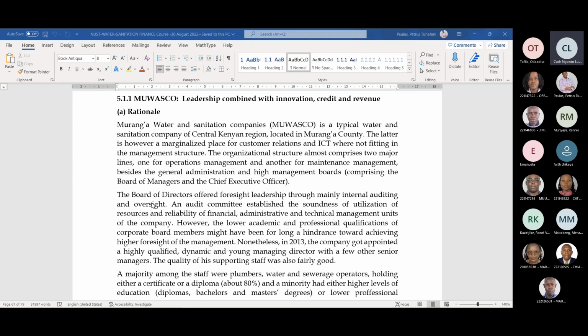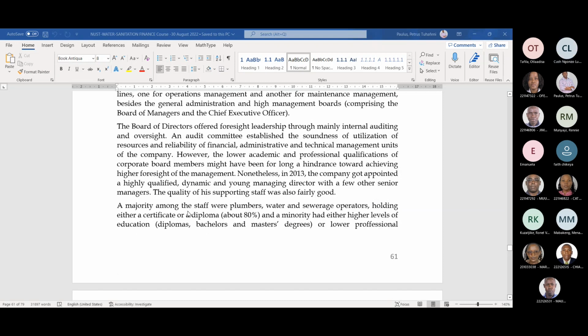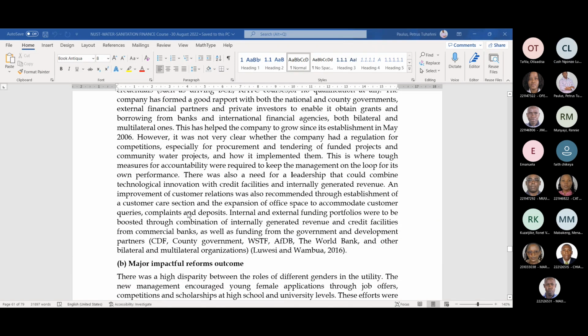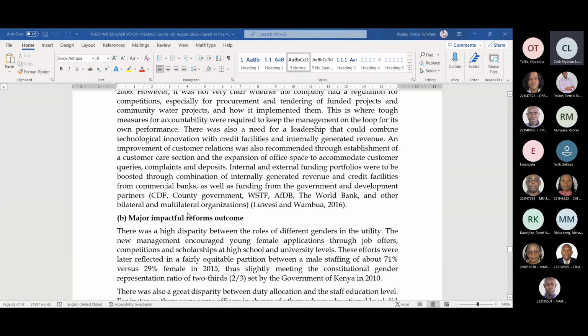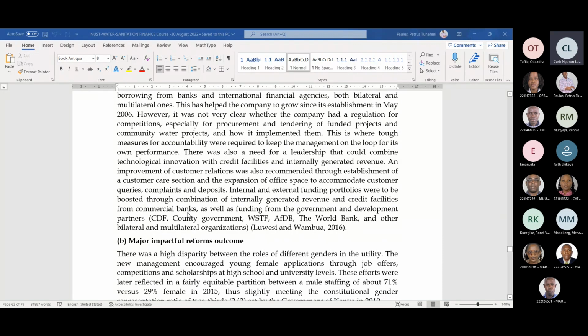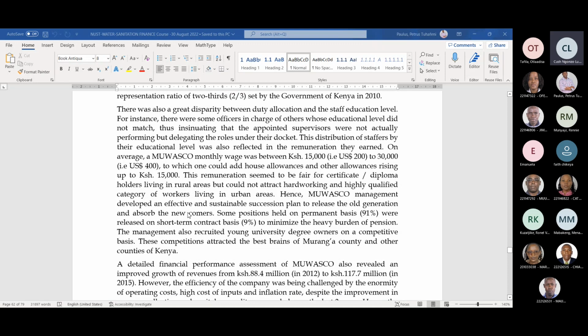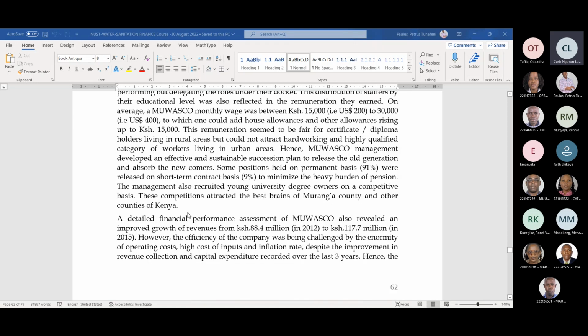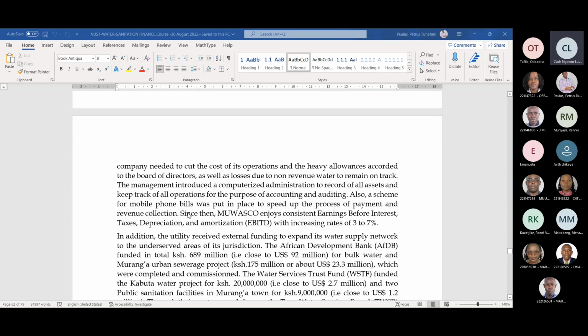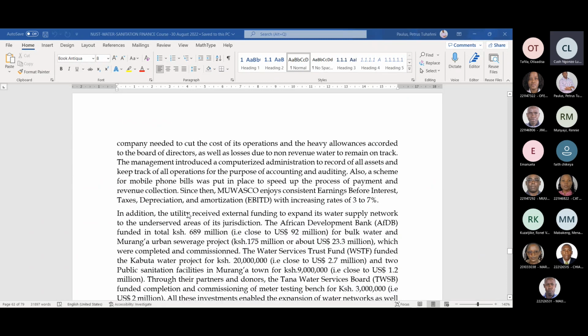I put some figures here for you. The funds they got, for instance, I'm seeing here a project of 17.7 million Kenya shillings in 2015, and then the other one, 88.4 million Kenya shillings in 2012. You have to divide by 100 to get the money in dollars. Divide by 100 and probably divide by 10 to get the money in rand.